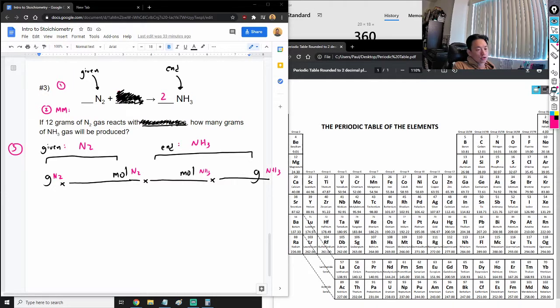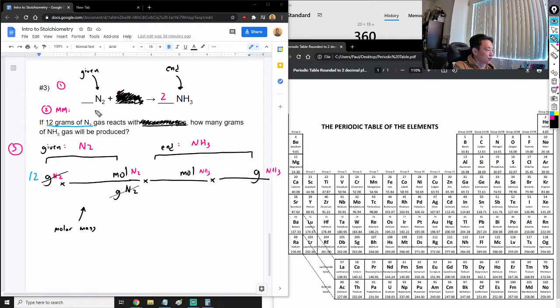Okay, so let's plug in our first number. Our first number is going to be our given number. It's going to be 12 grams of N2. So we're going to write 12 grams of N2. Now, we want to get rid of grams of N2. We want to cross this out, right? To cross it out, we need to put it on the bottom right here, grams of N2. So this can cross out. Okay, first fraction, the numbers are going to come from molar mass. And obviously, it's going to be N2 because that's the chemical we're talking about.